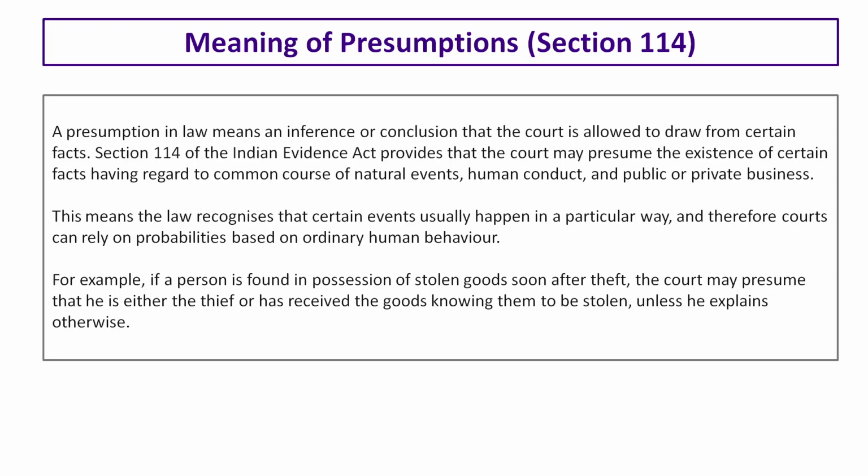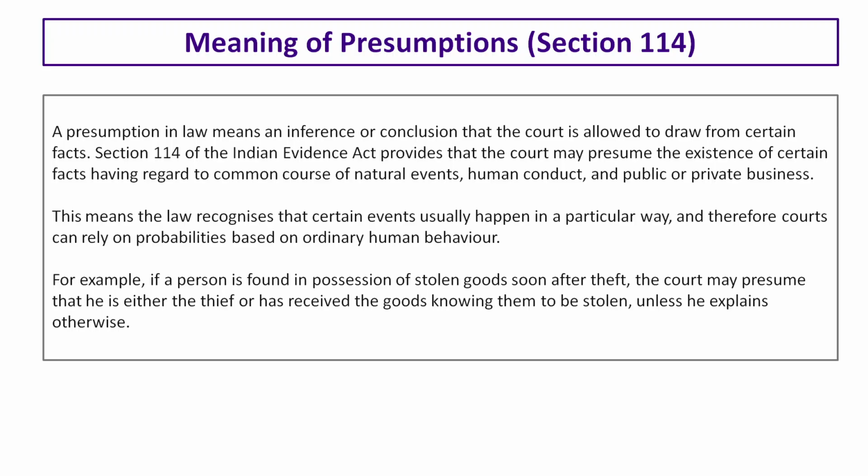Let me explain why this rule is so important. In many cases, the court may not have direct evidence for every small fact. If courts insisted on strict proof of everything, many cases would become impossible to decide. So the law allows judges to use common sense and probability.